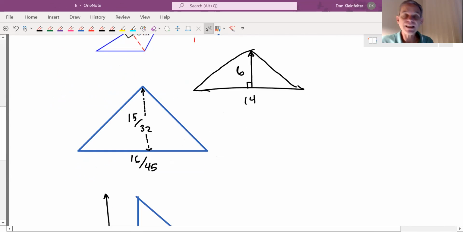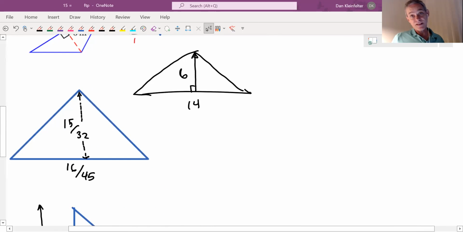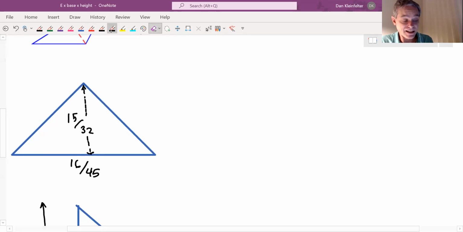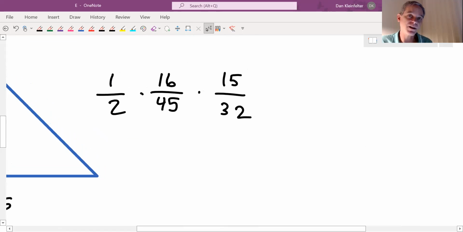All right. Finally, 1 or 2 with a fraction in it. This triangle has a base of 16/45, and then a height of 15/32, but that's okay. So we'll have 1/2 times the base, which is 16/45, times the height, which is 15/32. Okay, so now we get a bunch of simplification we can do, hopefully. So I see the 1/2 and the 16 have a common factor of 2. So let me take that out.